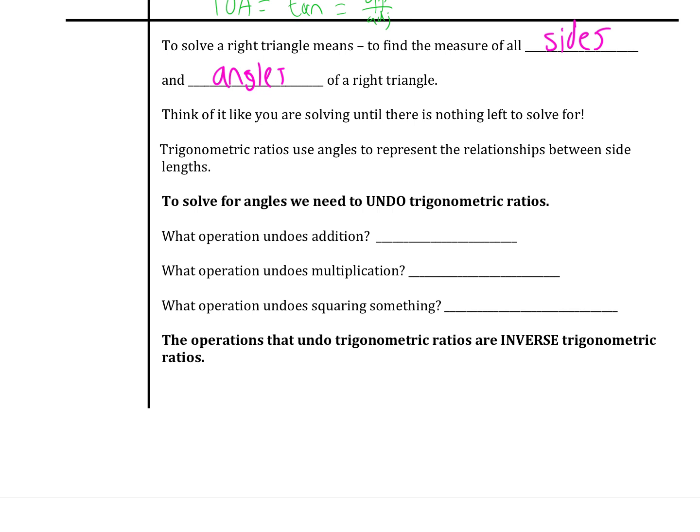So let's figure out what these are, okay? So how do we undo addition? What's the opposite of addition? Subtraction, that's right. What's the opposite of multiplication? Division. All right, you guys got those. It's a little bit trickier. What's the opposite of squaring? How do you undo x squared? Square root is the tricky one.